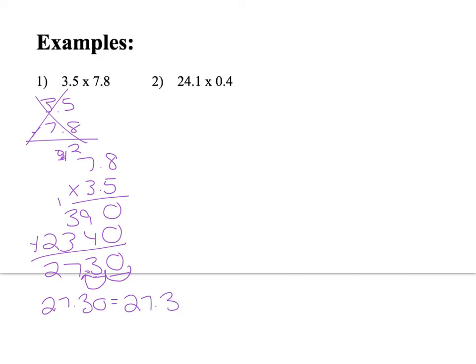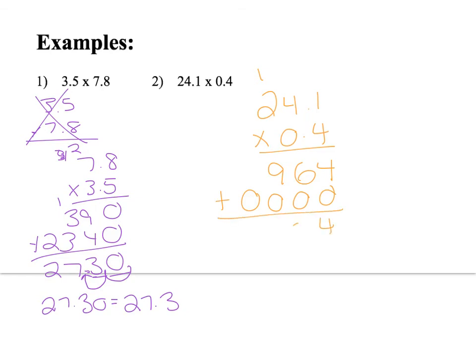Example 2, 24 and 1 tenth times 4 tenths. 4 times 1 is 4, 4 times 4 is 16, 4 times 2 is 8, plus 1 is 9. If you choose to multiply the 0 out, that is absolutely fine, but it's not necessary. I'm going to do it just to show. Placeholder 0, 0 times 1, 0 times 4, 0 times 2. Add together, 4, 6, 9. I'm not going to bring a 0 down.